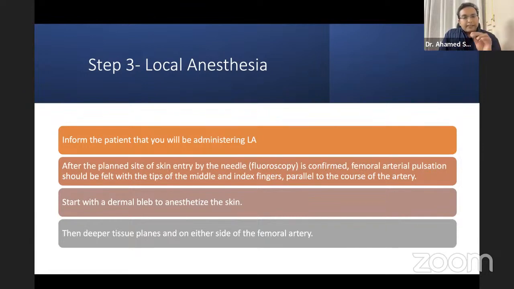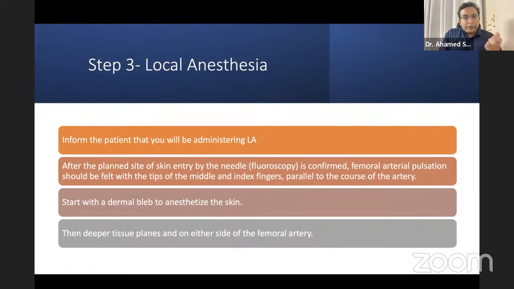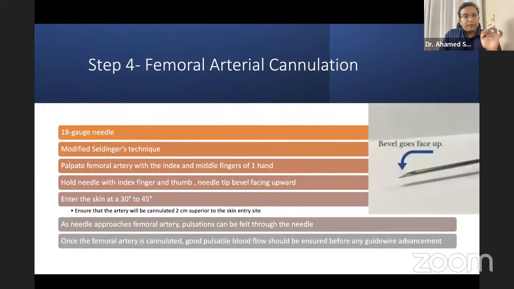Raise a dermal bleb to anesthetize the skin, and then go into the deeper tissues on either side of the femoral artery. Try not to cause multiple injuries with the needle, especially if the patient is already on antithrombotic or antiplatelet medication. There is an increased chance of bleeding in that region. And always aspirate before giving the local anesthetic agent, so that we inadvertently don't inject it into the artery or the vein.